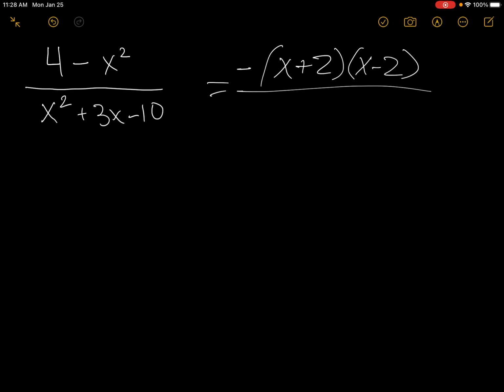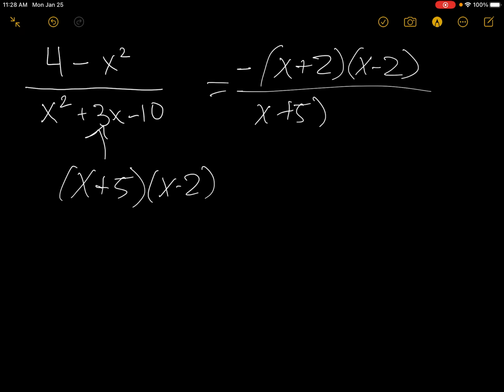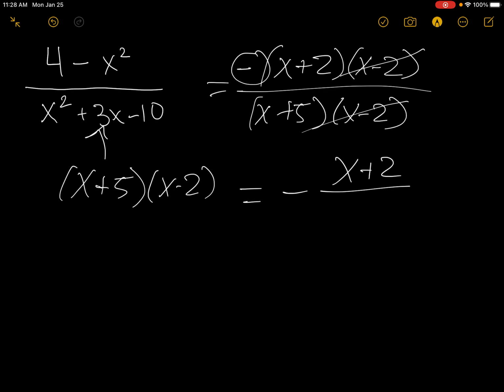Now, if you factor x squared plus 3x minus 10, two numbers that multiply to negative 10 and add up to positive 3 are positive 5, so x plus 5, and negative 2. So this is the factored form of our denominator. So we're going to write that over here: x plus 5 times x minus 2. These cancel each other out, right? So can't forget about that negative. So our final solution is negative x plus 2 over x plus 5. This is an equivalent expression or a simplified form of this expression.